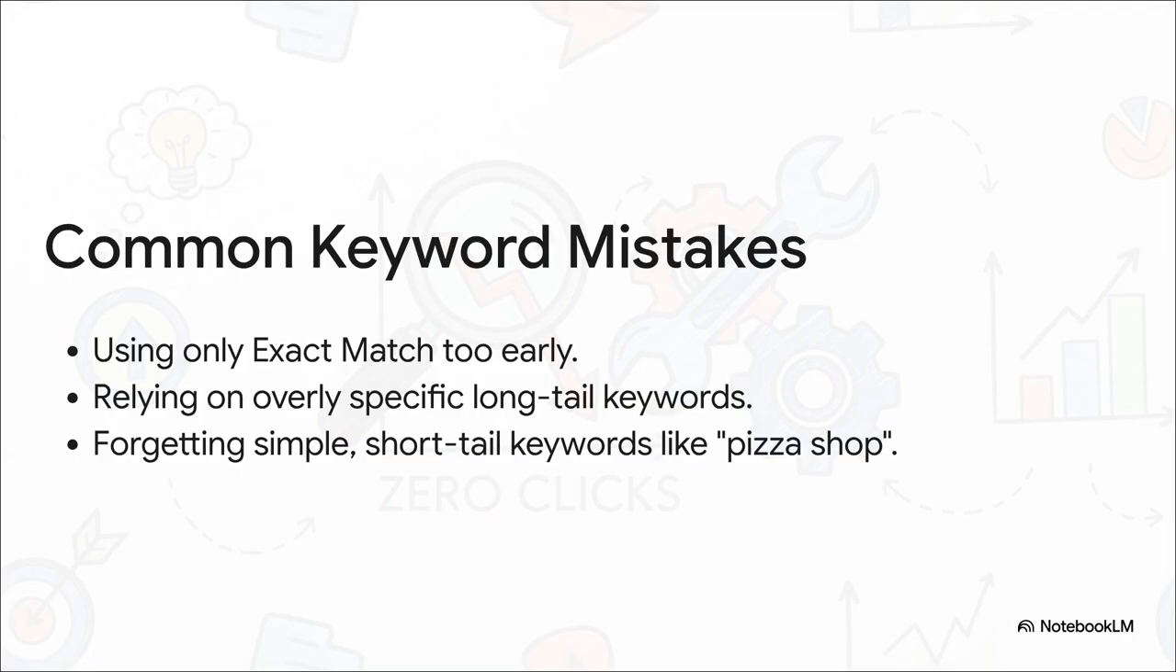So here are the common mistakes we see all the time. First, like we just said, only using exact match right from the beginning. Second, relying on these super specific long-tail keywords. I mean, let's be honest, almost nobody is typing "pepperoni pizza shop near me with vegan options" into Google. You have to include those simple, high-volume keywords like just "pizza shop" to even get the ball rolling.